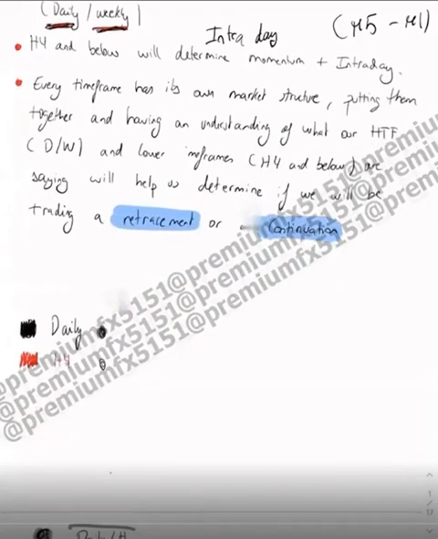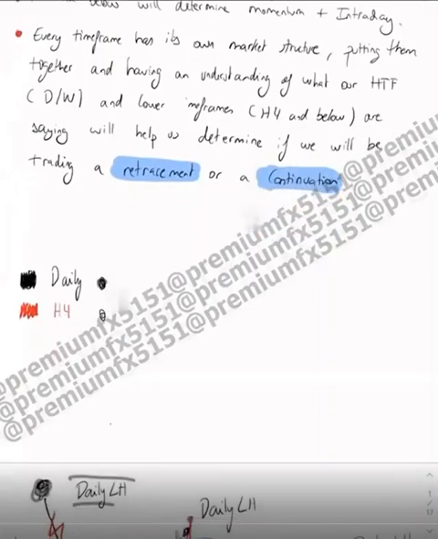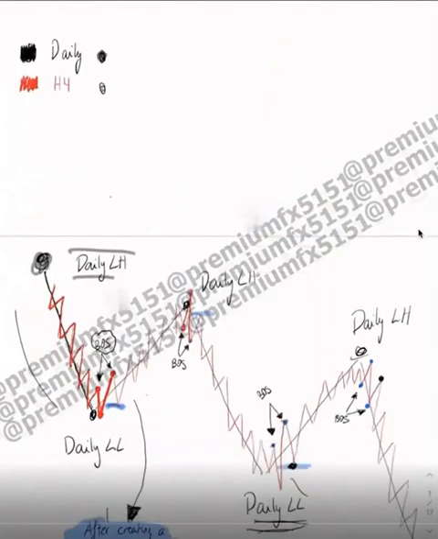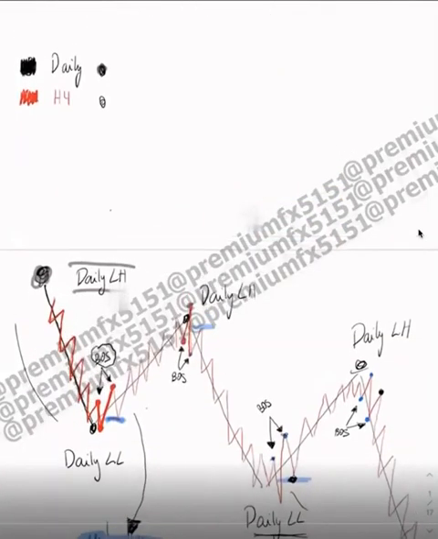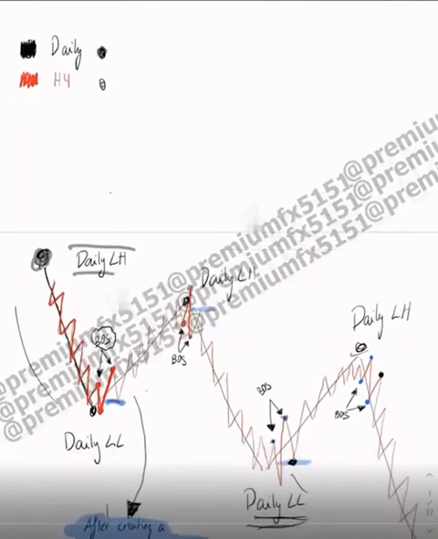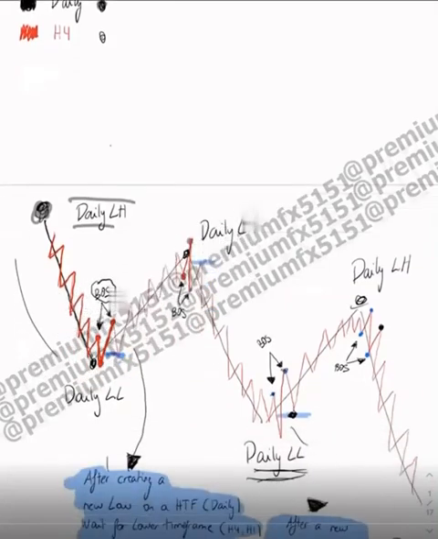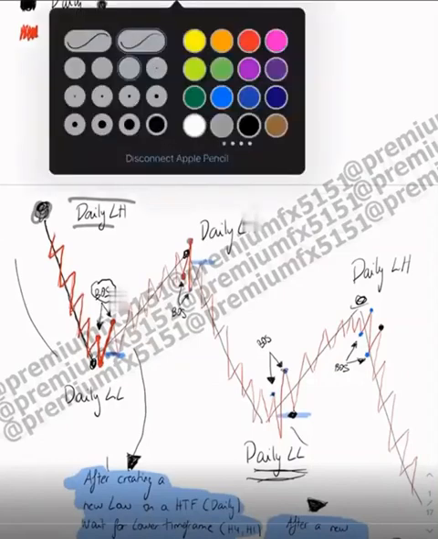Okay, to put some sort of example here, I've made a drawing and I'm going to explain this right now. Let's say daily is going to be my black line and H4 is going to be my red line. Later on I will show you examples on live charts, but to get the concepts, I'm going to be drawing right here, right now. So let's say daily is the black.